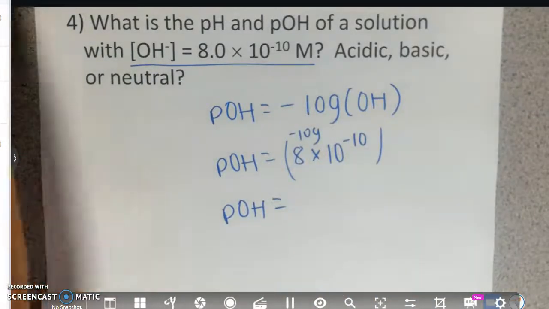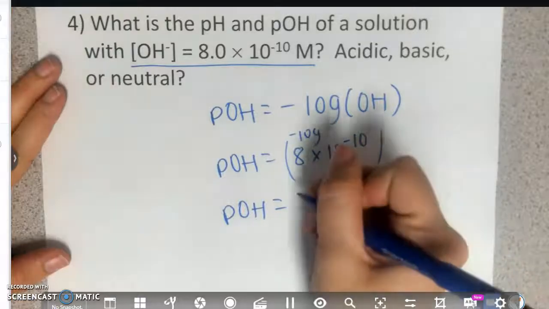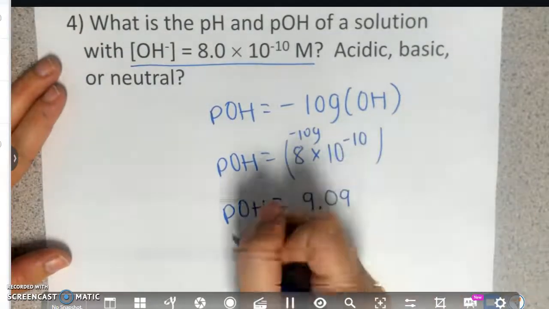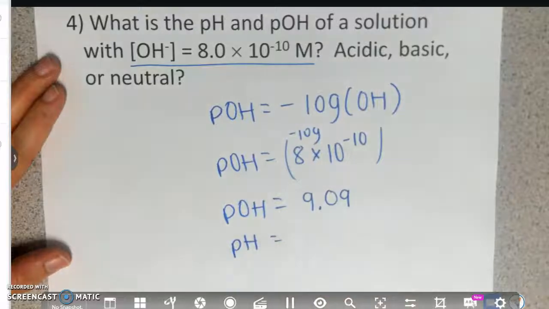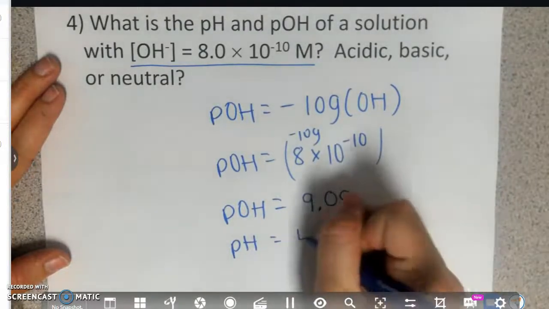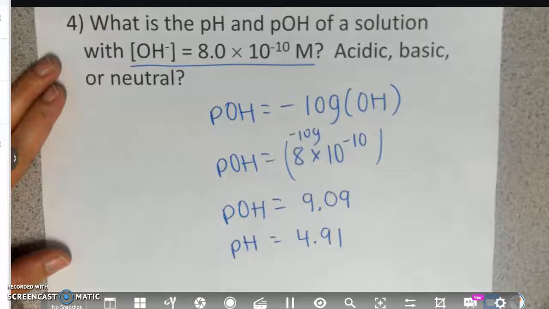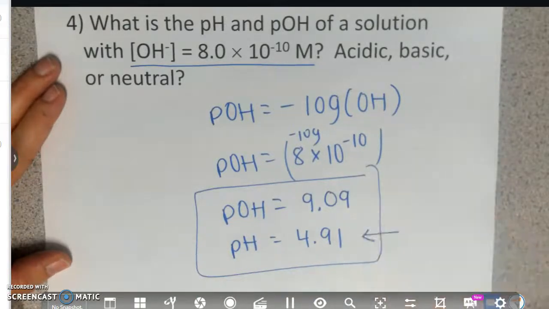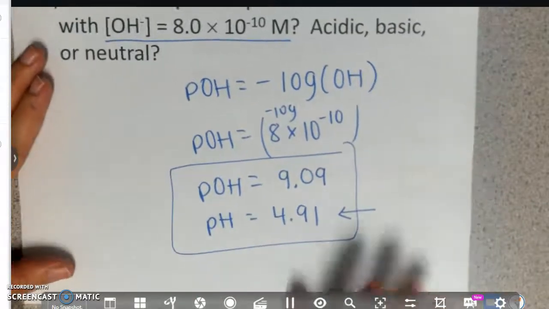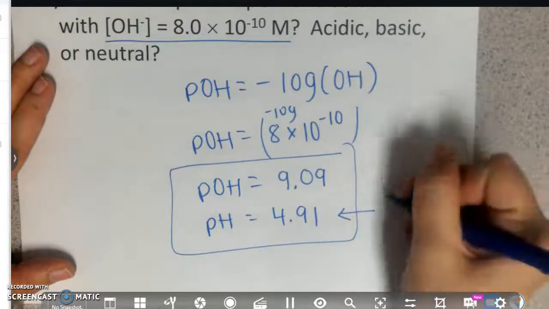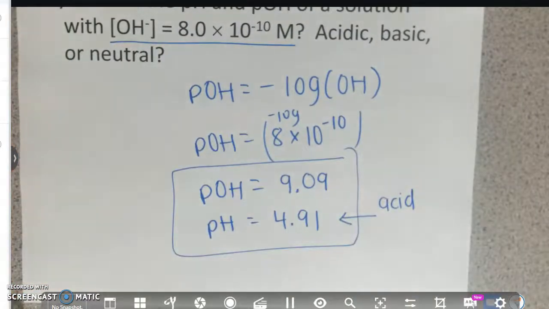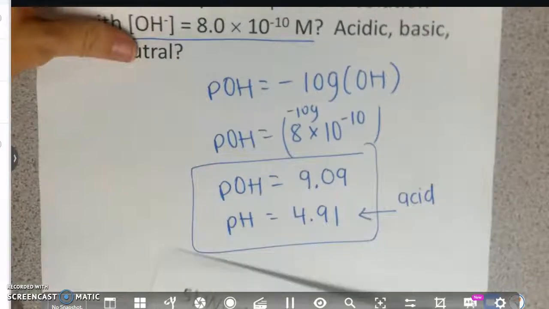And then we type that into the calculator. pOH equals 9.09. My pH, remember they add up to equal 14, would be 4.91. And then to figure out if it's acidic, basic, or neutral, I'm going to look at the pH, not the pOH. 4.91 is less than 7. That is an acid.